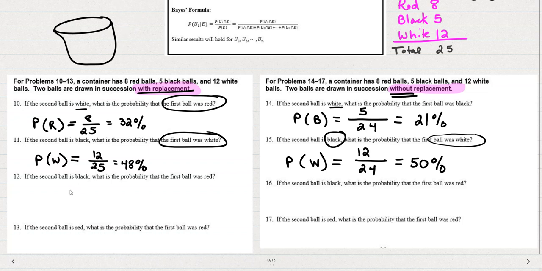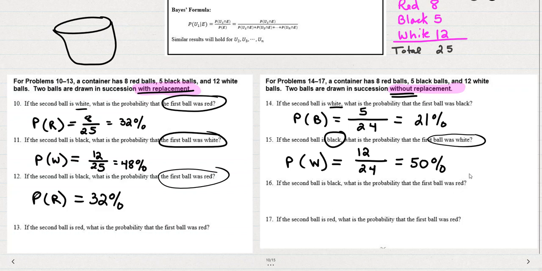Let's try this next one. What's the probability that the second one is black? Or if the second one was black, I'm sorry. Find the probability that the first was red. That's just, again, going to be the probability of a red because it's with replacement. This is going back to number 12. So the probability of getting red was 8 out of 25 or 32%.